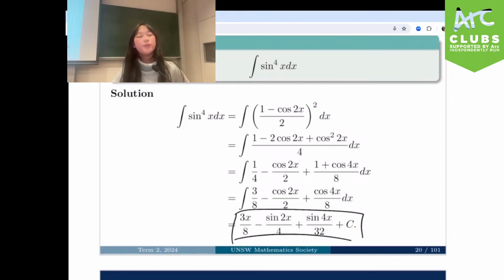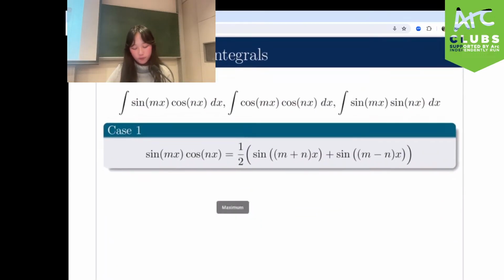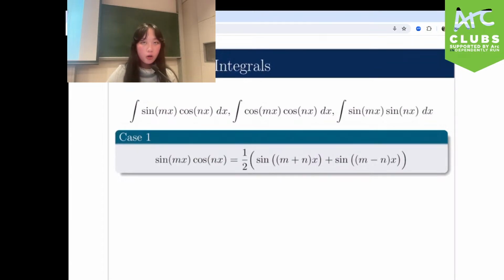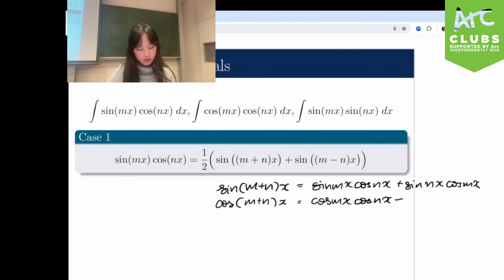Okay, cool. So let's look at some other trig integrals, which we also use trig identities to help us solve. And what we're doing here is we're using the compound angle formulae. So if you might recall, here are some examples. Sine m plus nx is sine mx cos nx plus sine nx cos mx. Cosine m plus nx is cosine mx cosine nx minus sine mx sine nx.